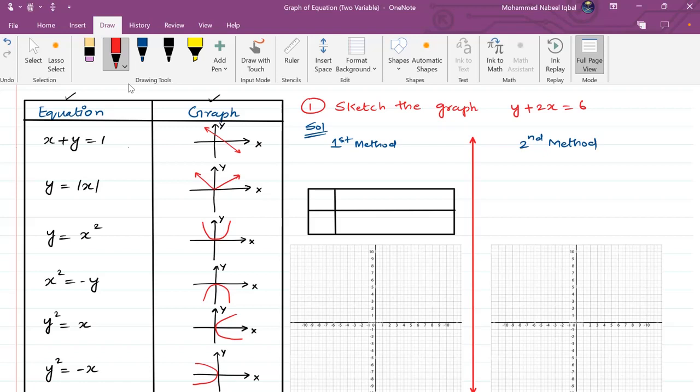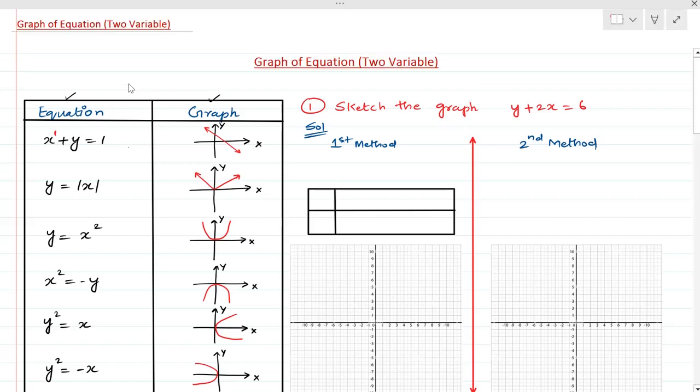How will you remember this? The order is 1. Whenever you have degree 1, this is a straight line. Always the graph will be a straight line. The points will be different, but the shape of the graph is a straight line. Now when you have an absolute value, it is a V-shaped curve. You will always get a V shape, like a sharp curve.